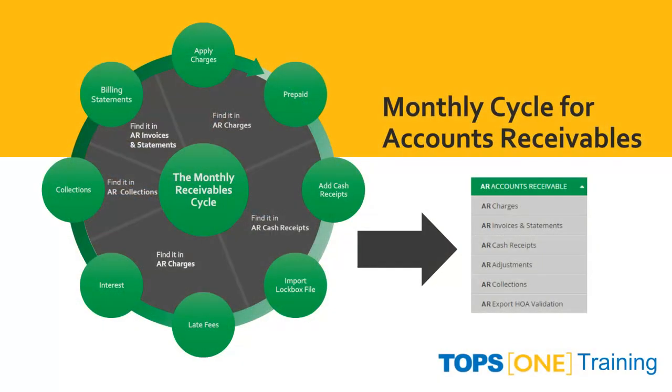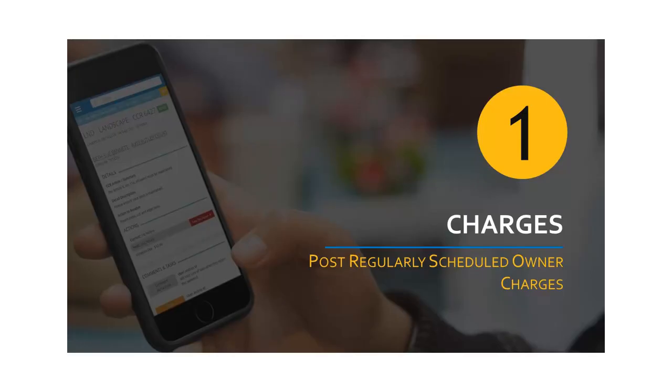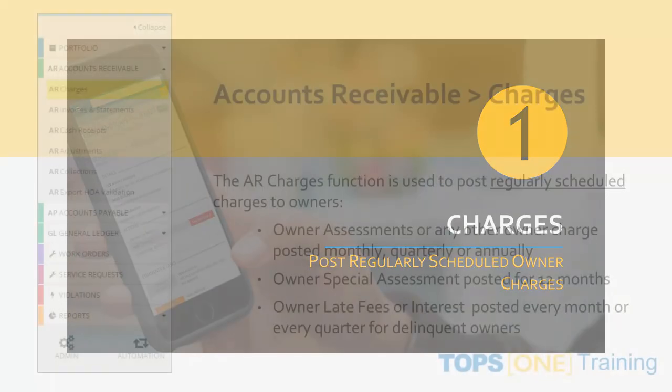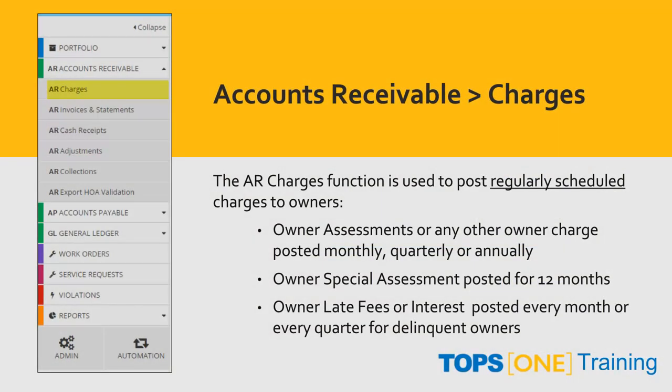The monthly cycle represented here for accounts receivable corresponds to, of course, the navigation on the left-hand side. Under Accounts Receivable, selecting AR Charges, this functionality is used to post regularly scheduled charges to owners, owner assessments, or any other charge posted monthly, quarterly, or annually, special assessments posted for 12 months, owner late fees or interest posted every month, every quarter for delinquencies.